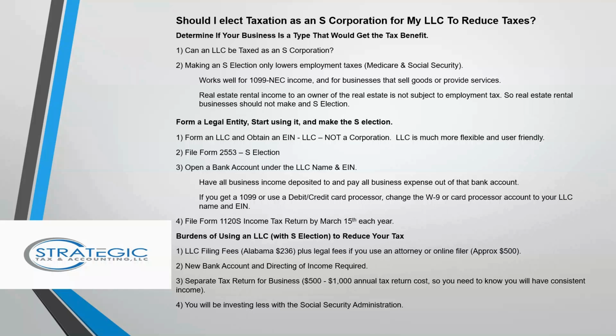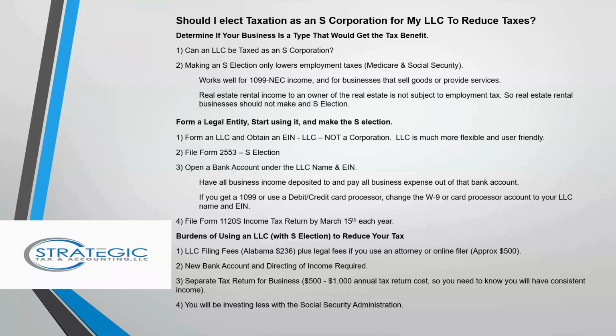Now, would it be beneficial for your business? Well, the taxes we're lowering with the S election are the Medicare and Social Security taxes, the employment taxes. So that works well for 1099 income, let's say for realtors, insurance sales, all kinds of 1099 contractors, anyone who gets a 1099 NEC or a 1099K for processing their own payments for the sale of services or goods. That's the appropriate type because it'll lower the employment tax.